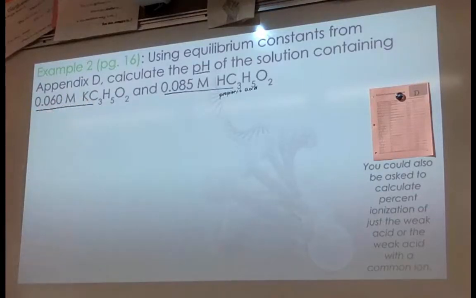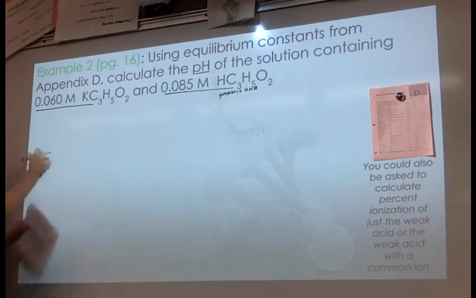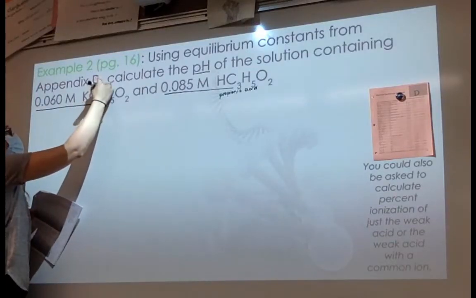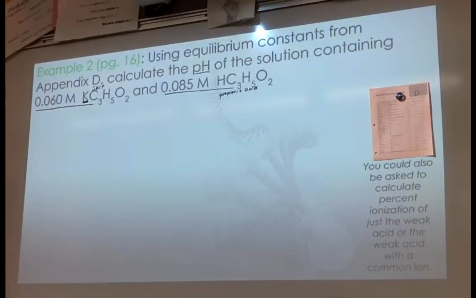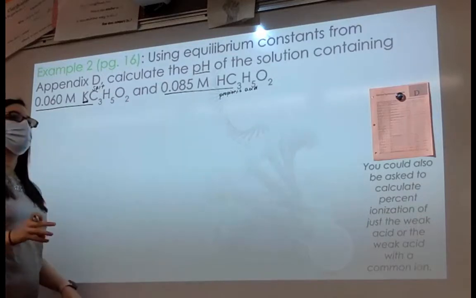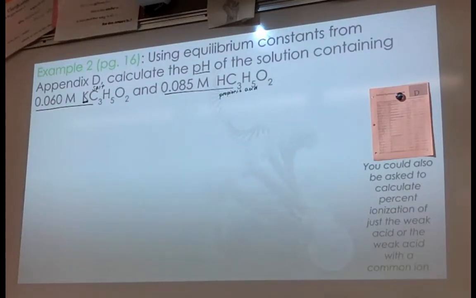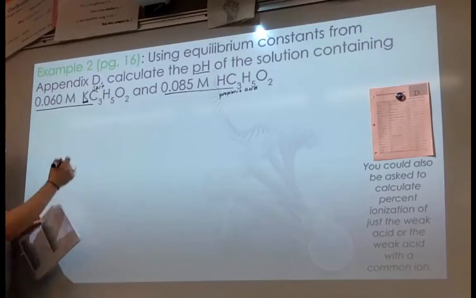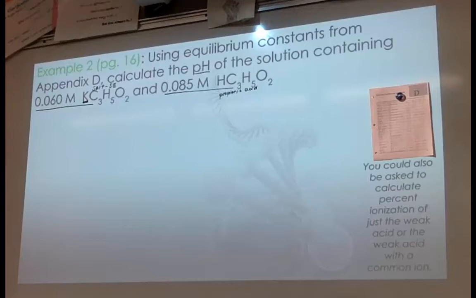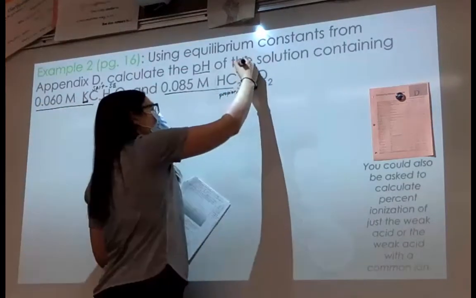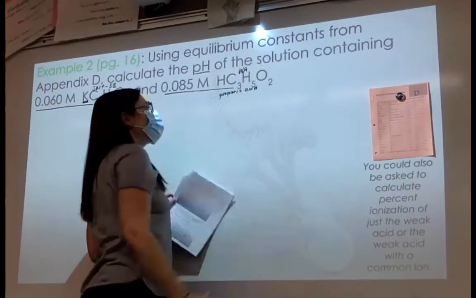Typically, we will see salts starting with potassium or sodium or ending with chloride or nitrate. So this is a salt because it starts with K+. So potassium, nitrate, ammonium, sodium, and sometimes chloride are always soluble. So this is a strong electrolyte, meaning that it will break apart completely into ions. Propionic acid is not one of the 7 strong acids, so that's a weak acid.